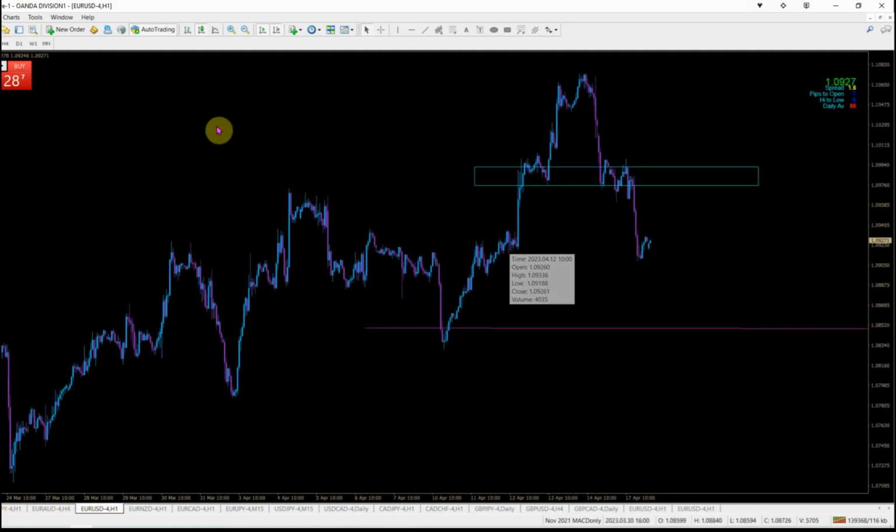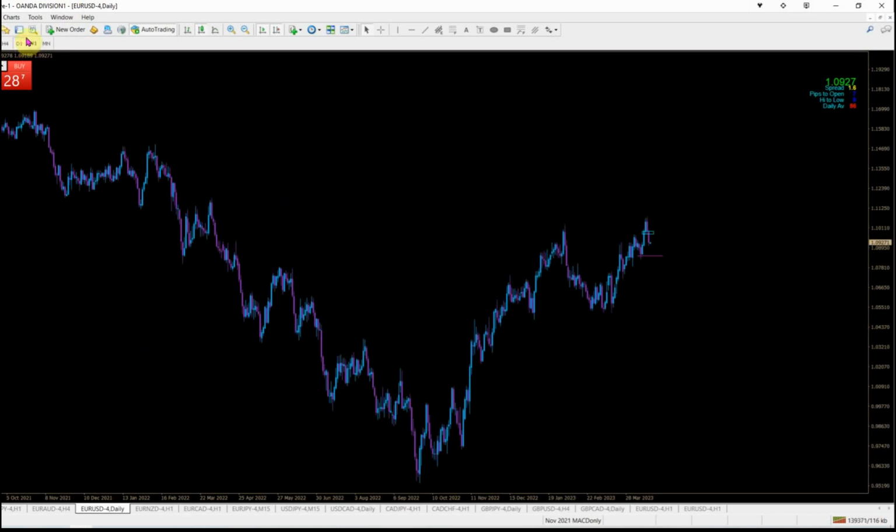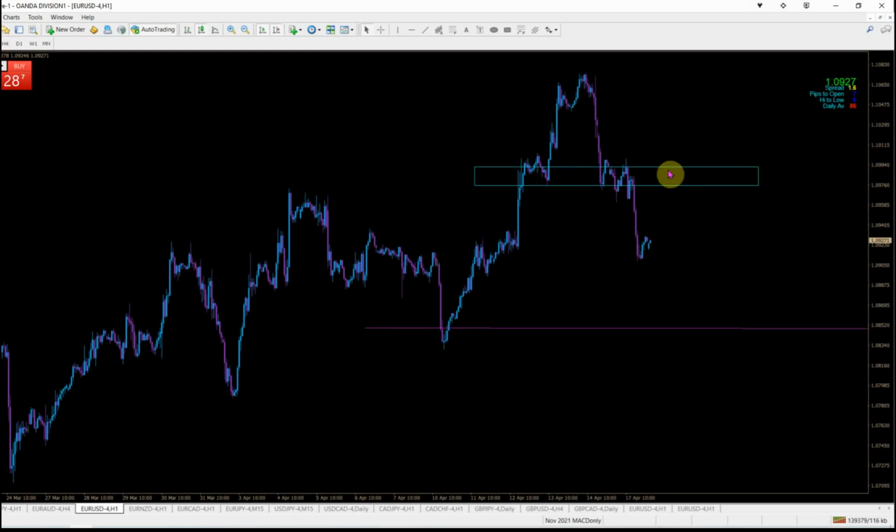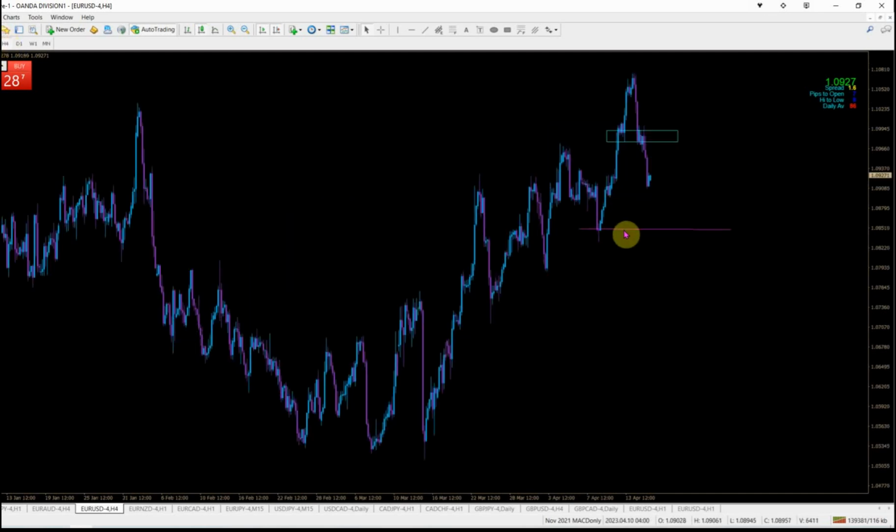Euro dollar. Okay, so on the euro dollar, the daily chart, we're still in an uptrend, and you can see I have this box drawn here. This is kind of a minor zone because it's really on the 1 hour chart. I had drawn this out, but you can see I have this line down here. This is the 4 hour structure zone, and we did break through that 1 hour.